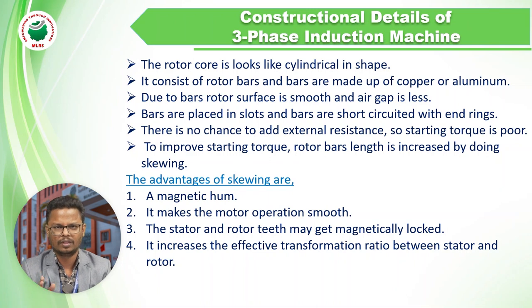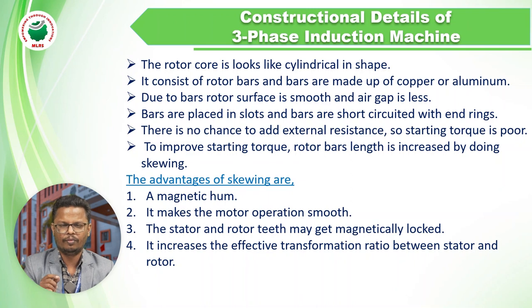Why? Because the starting torque is proportional to the resistance of the rotor. So to improve the starting torque, we have to increase the starting resistance. To do that, we increase the length of the bars, so the resistance will increase. R is equal to rho L by A, so R is directly proportional to L. When length increases, the resistance increases.